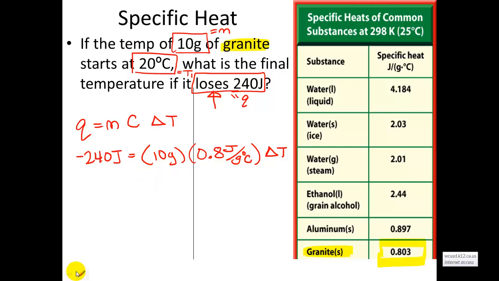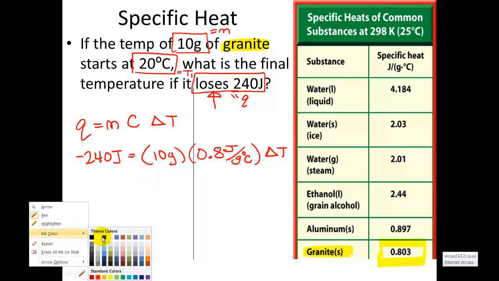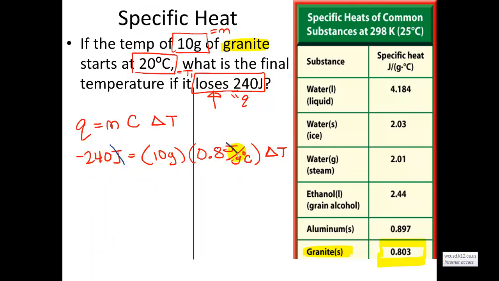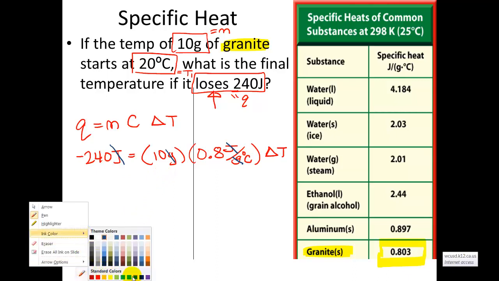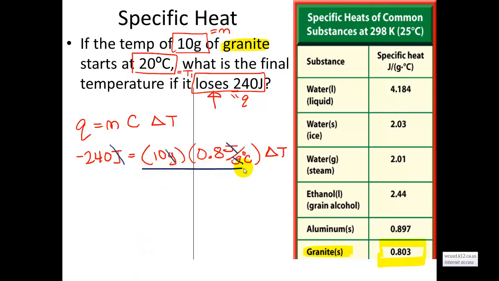So let's see if we can cancel out any of these units. Let's try a different color here. Joules cancels, we have grams canceling. This should leave me a final answer of degrees Celsius. So to solve this problem, we're going to divide everything out. I'm going to divide this side by 10. I'm also going to divide this side by 10. This drops off. I'm also going to divide this side by 0.8 and also this side by 0.8.